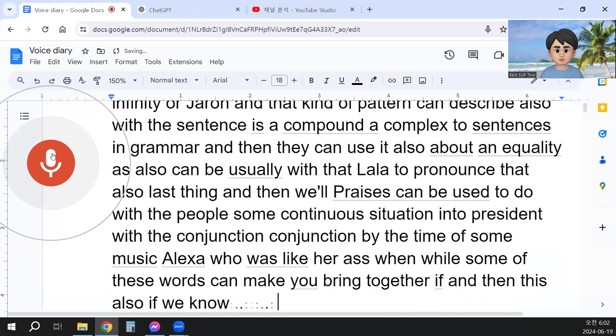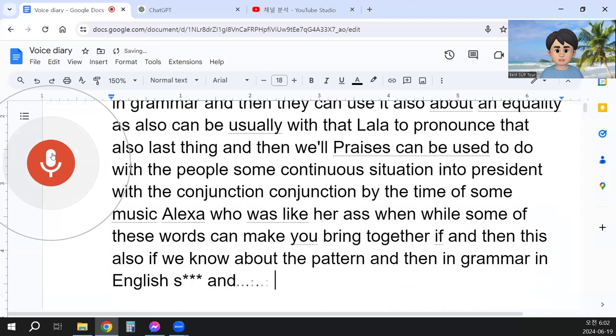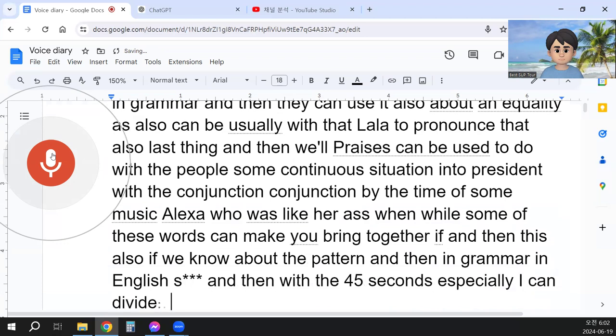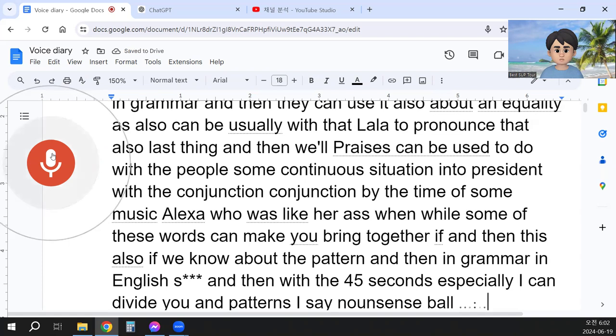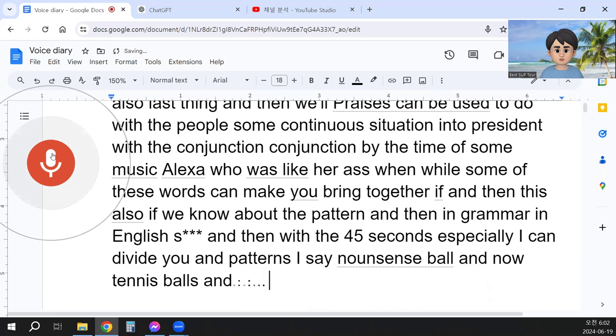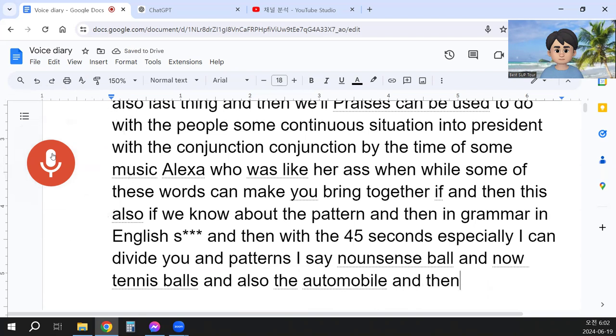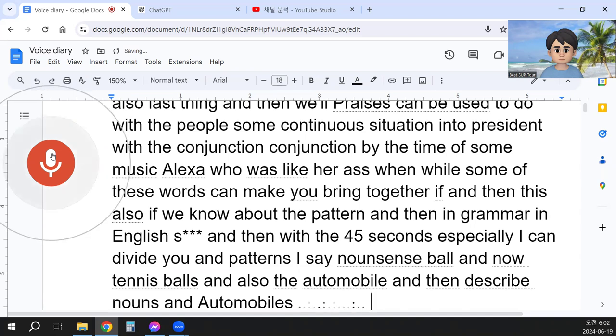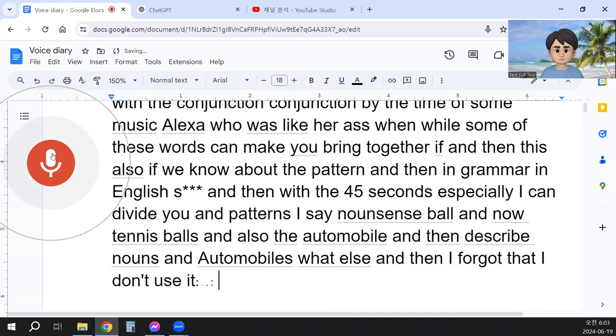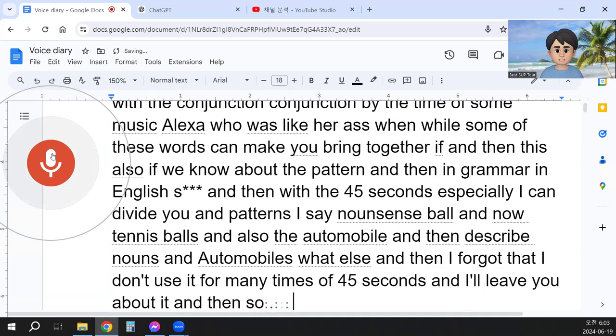If we know the patterns in English grammar, then with the 45 sentences, I can divide them into six patterns: noun, tense, verb, and also the adverbial, and the describing nouns and adverbial. What else? I forgot. I haven't used it many times.